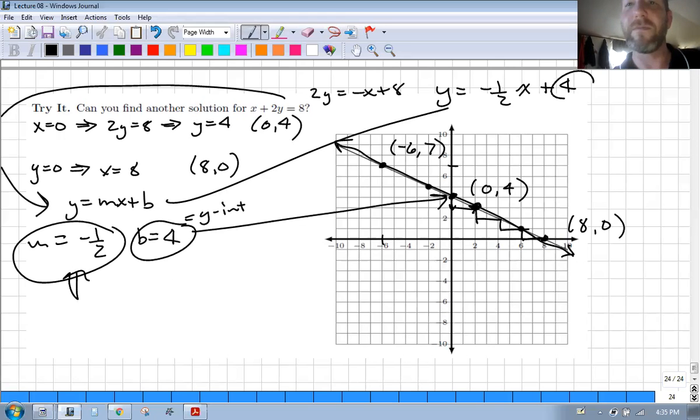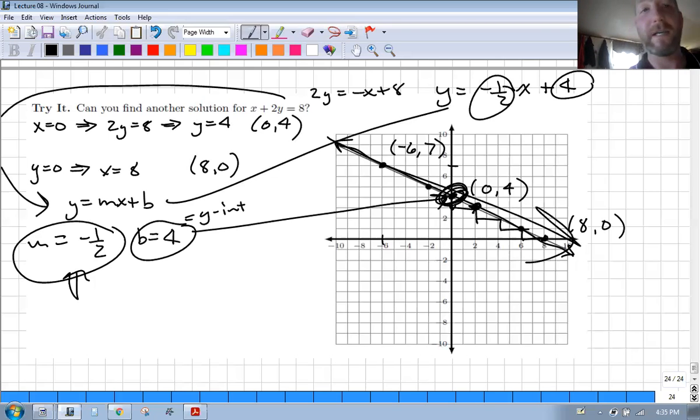So if you know b, you're like, boom. And then I see -1/2. Oh, if the line goes down like that, it gives you an instant visual representation whenever you see it written like that. So that's the purpose of all this.